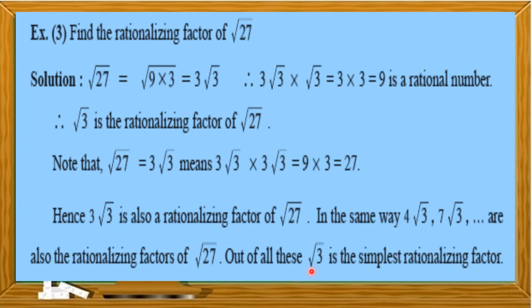Out of this, root 3 is the simplest rationalizing factor. You have to see the smallest rationalizing factor of that number. All these are rationalizing factors of root 27, but the simplest is root 3. Therefore, root 3 is the rationalizing factor of root 27, because after multiplication, you get the rational number.